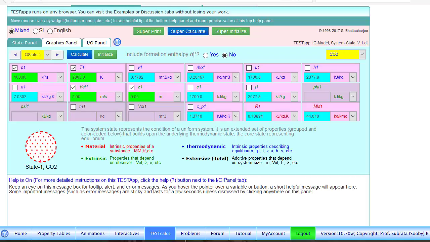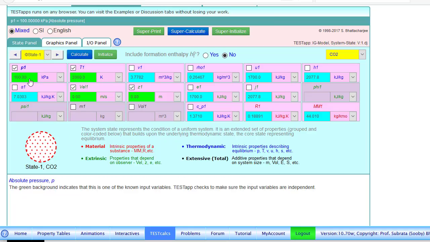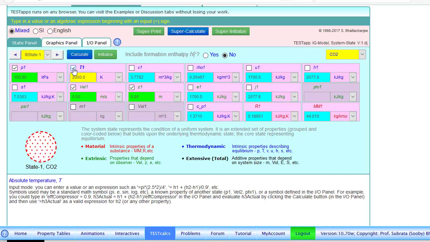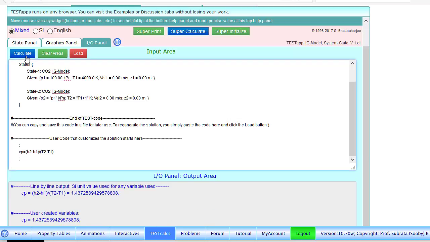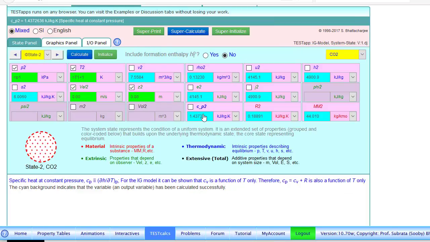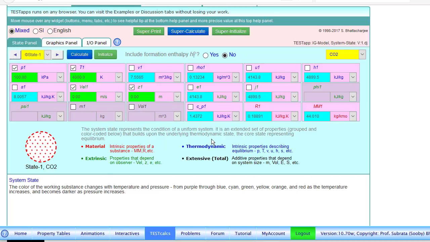And the next part asks, what would it be at 4000 Kelvin? So same thing. State 1, we're going to change it to 4000 Kelvin. Can hit super calculate. And that brings us back to the I/O panel where we'll hit calculate again. And so for 4000 Kelvin, we get a CP value of 1.437. We can check that in the state panel, 1.437 and 1.437. Looks good.